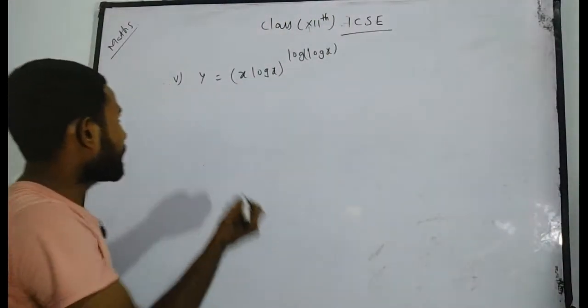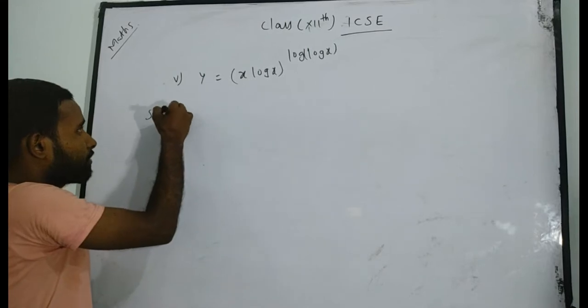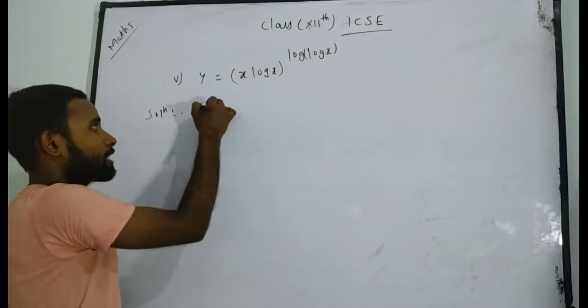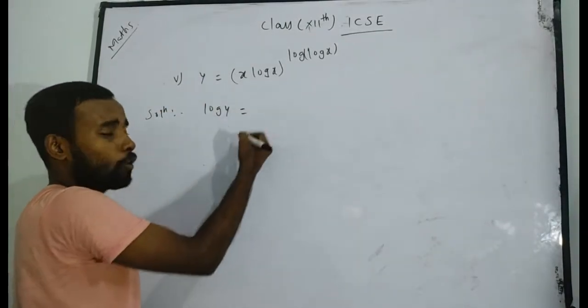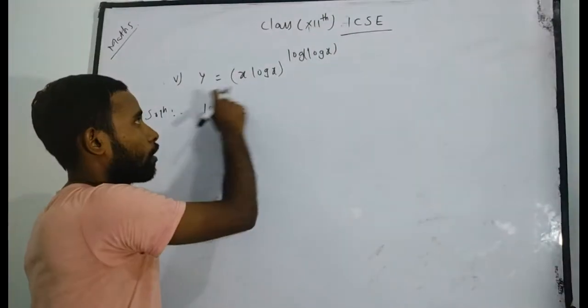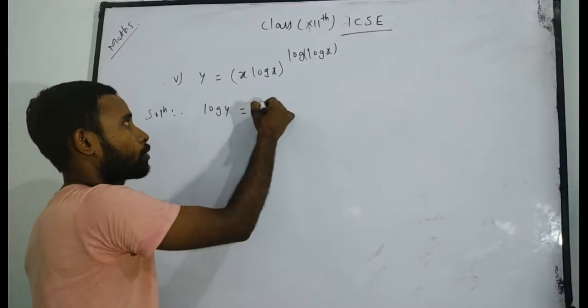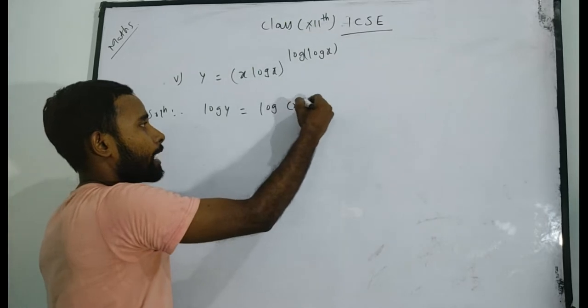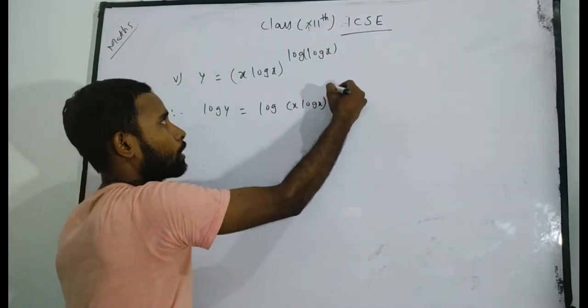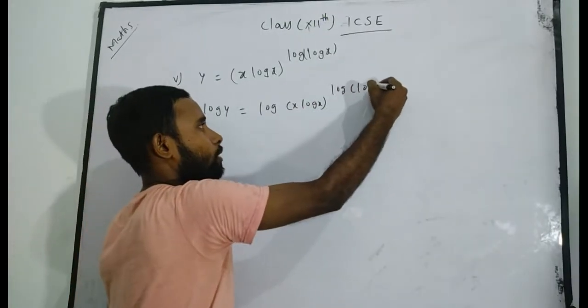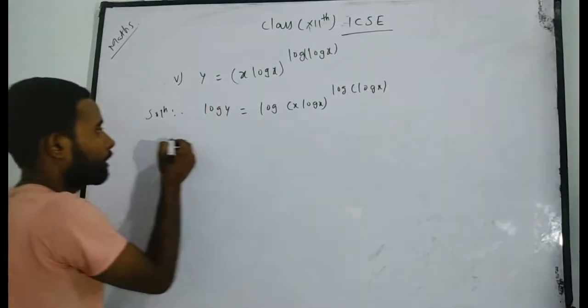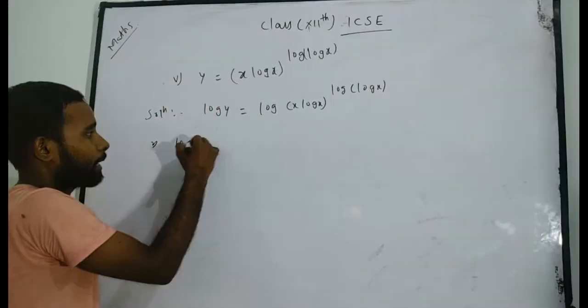It is also very easy. As you know, it looks like a very complex function, so you have to take log on both sides. After taking log on both sides, you will get log y is equal to log x into log x, whole to the power log x. I think you understand very well. Now you have to simplify after writing one step.